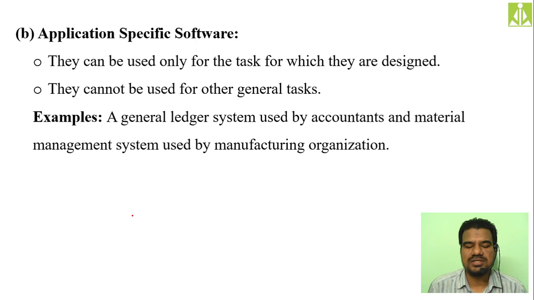Okay, next is application specific software. They're not built for more than one application. They are built for only one specific application. They can be used only for the task for which they are designed. So these types of application specific software, we can design and utilize only for a specific task. They cannot be used as a general purpose application, for more than one task.